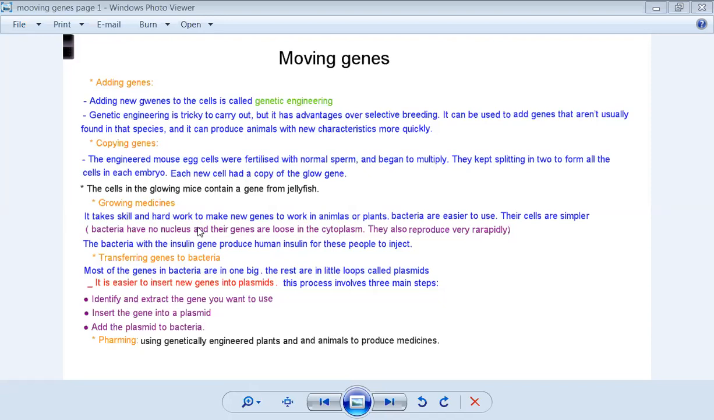They're unicells, right? Unicells, they have only one cell, okay? They don't have a nucleus in their bodies and their genes are loose in the cytoplasm. You know, they look like long strands.